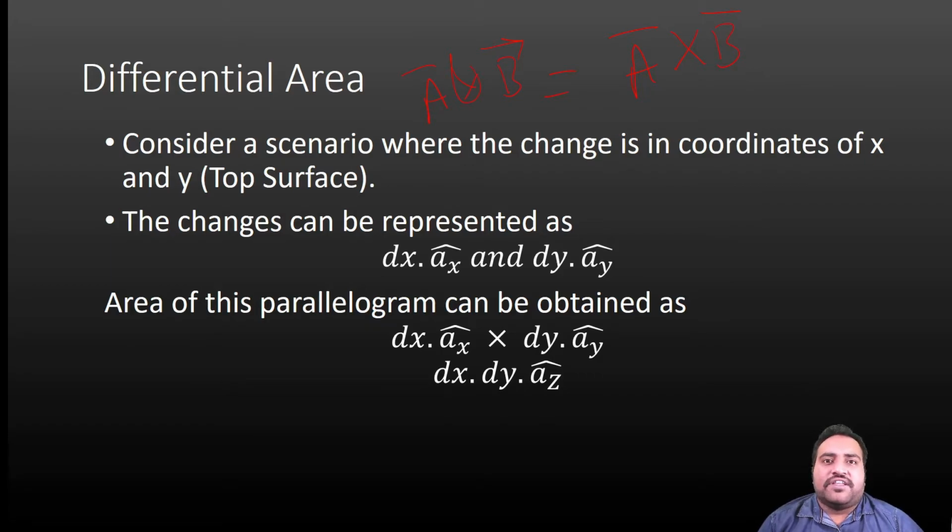Whereas for the bottom surface, it would be minus dx dy az cap. For the right surface, it would be dy dz ax cap. For the left surface, it would be dy dz minus ax cap. For the front surface, it would be dx dz minus ay cap. And for the back surface, it would be dx dz ay cap.